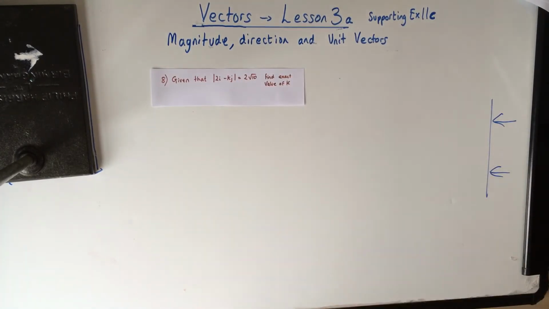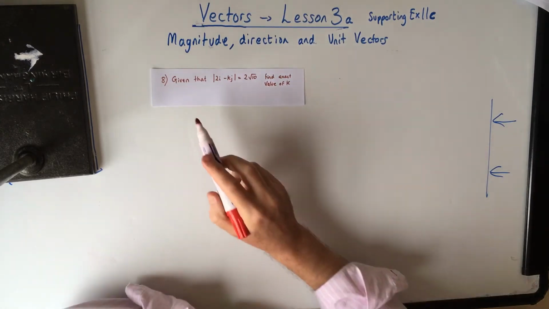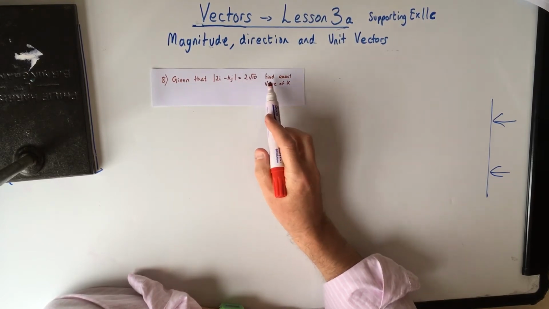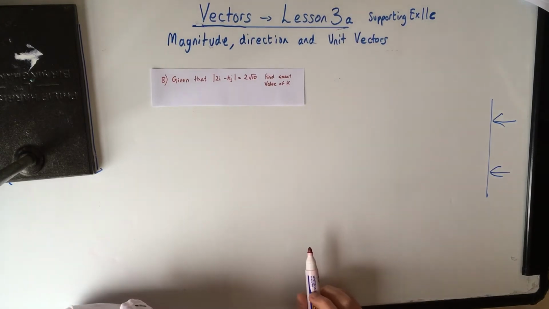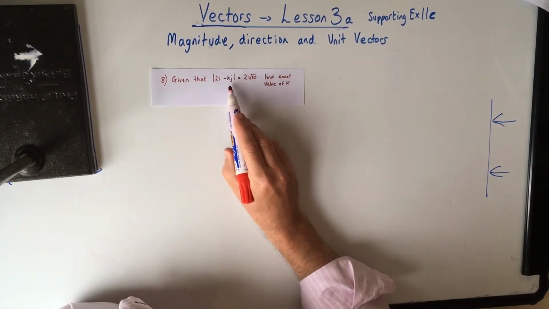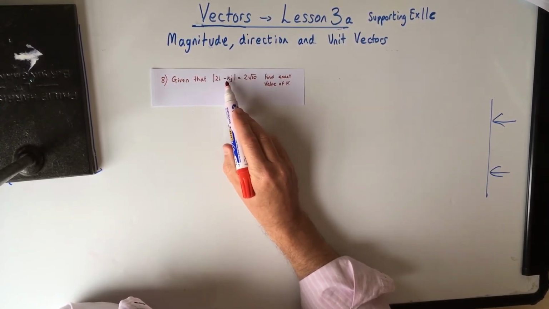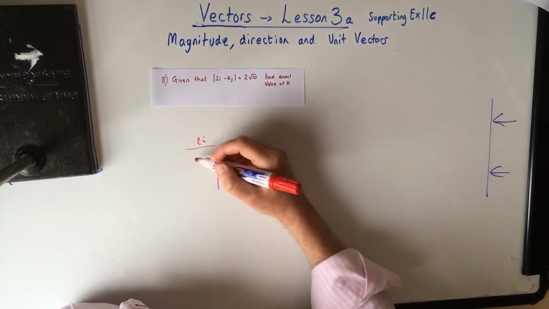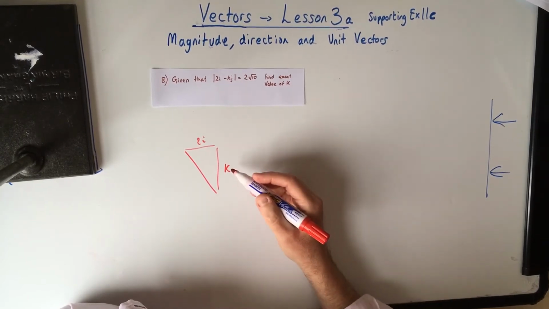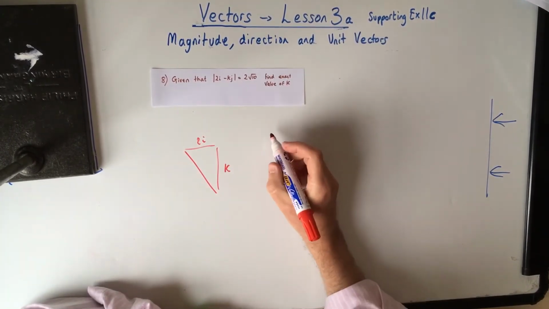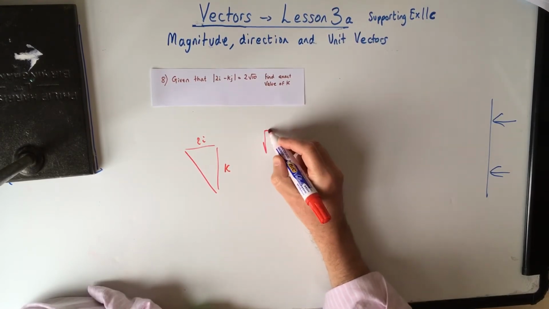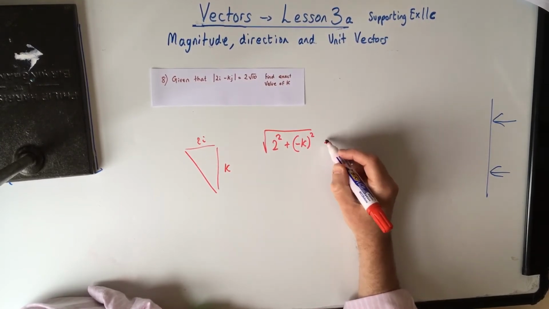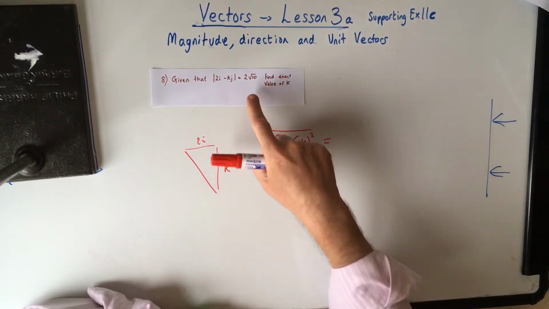So the first one I'm going to do is number 8. Number 8 says, given that the magnitude of 2i minus kj is 2 root 10, find the exact value of k. The magnitude of this vector is 2i along, minus k going down. We find that by Pythagoras, so it is the square root of 2 squared plus minus k squared, and that is equal to 2 root 10.